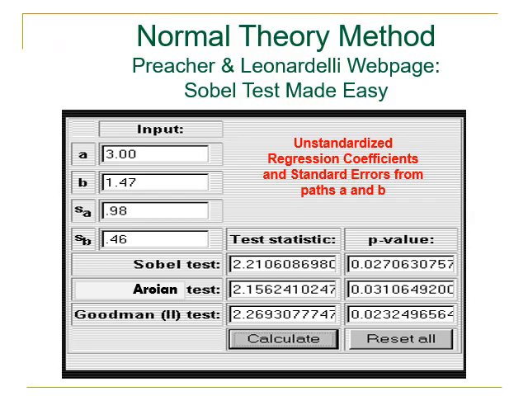So you go to Preacher and Leonardelli's webpage, and they have a Sobel test made easy. You also have some information about what this test actually does. Literally what you're going to be doing is entering the unstandardized regression coefficients, in other words, the B weights. So not the R, not the R squared, not the betas, but the actual B weights of each of these relationships you found.